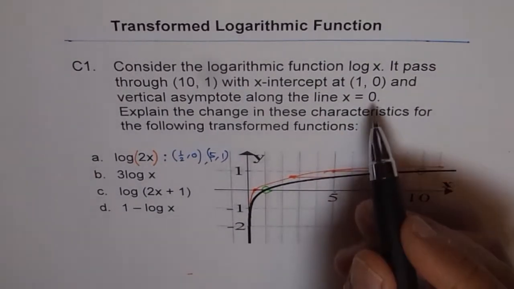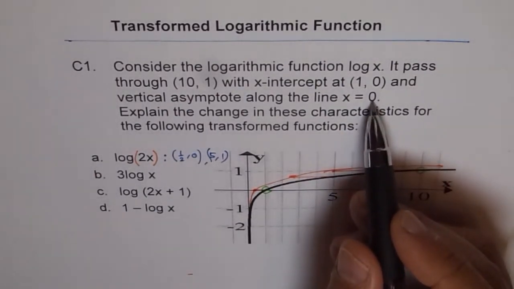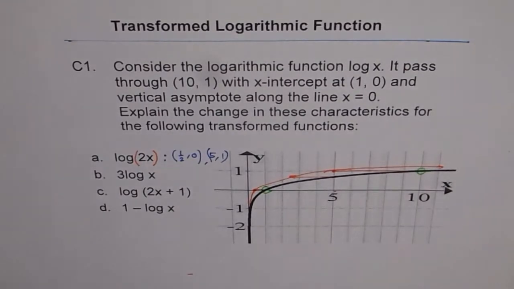Correct? The vertical asymptote remains the same. If I multiply 0 by half, I still get 0, correct? So that x value doesn't change. You see the change which comes from log 2x. Now let's consider 3 of log x.